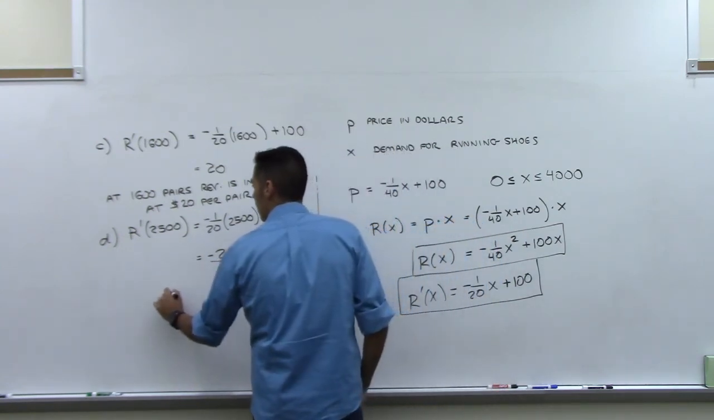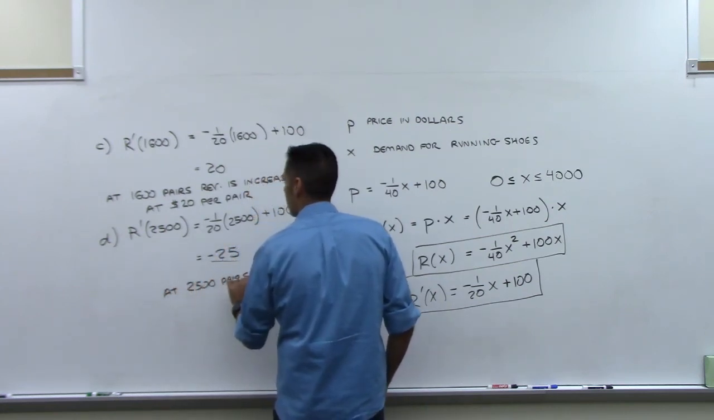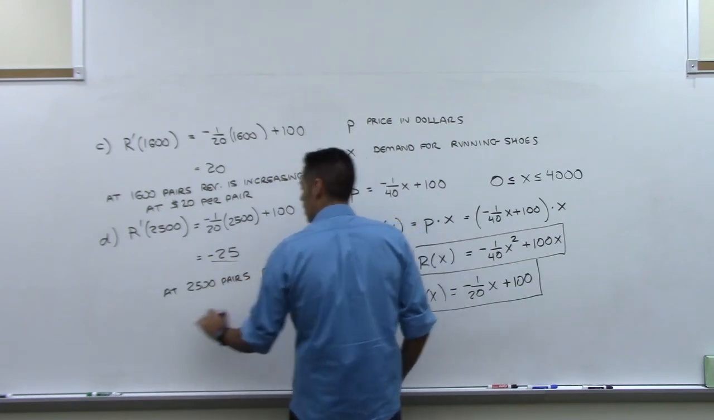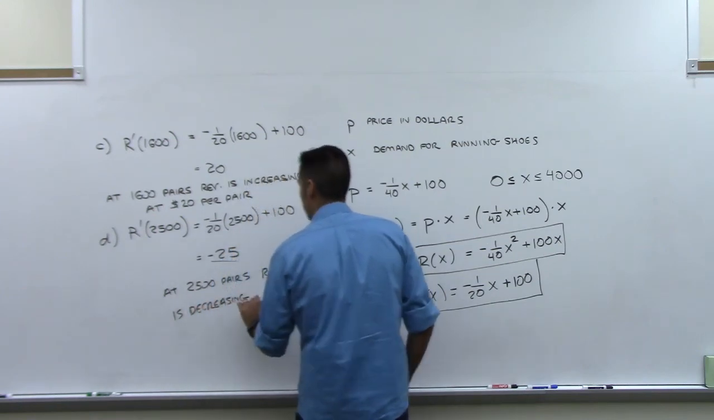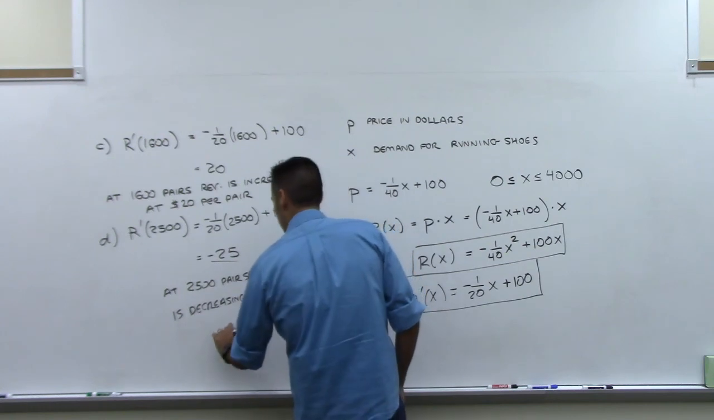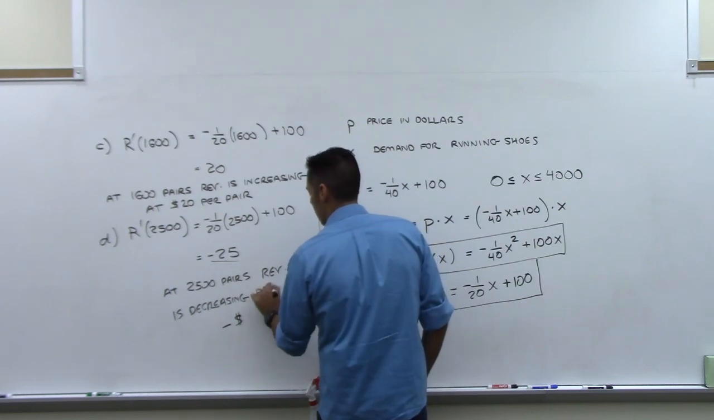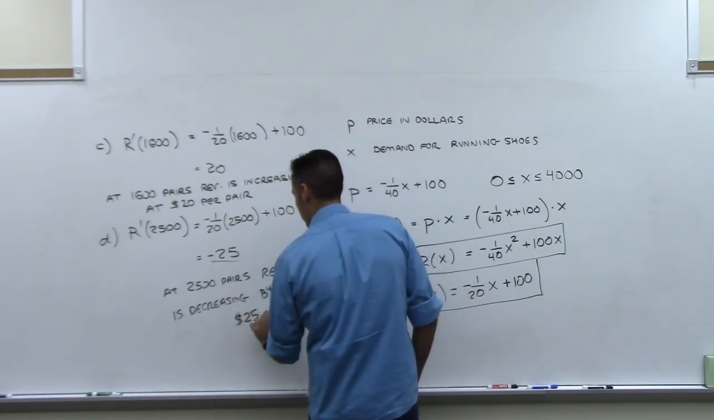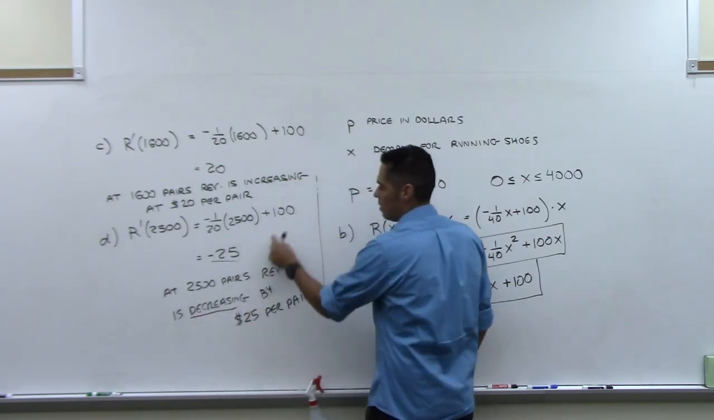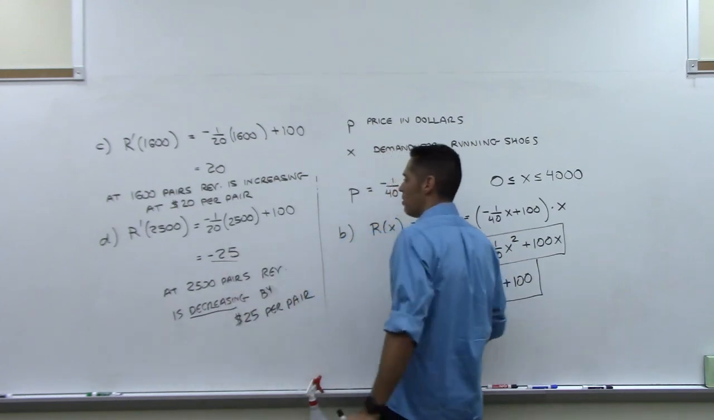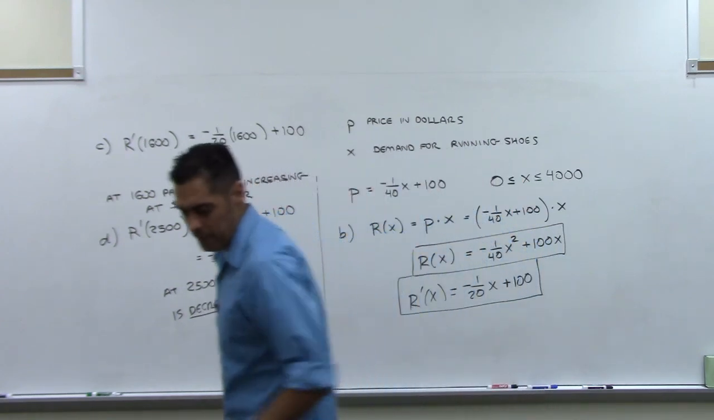And so I can say at 2,500 pairs, the revenue is decreasing at negative 25, or we can say decreasing by $25 per pair of shoes. So the key is that it's decreasing. That's why I didn't use negative. It's decreasing, going down by $25 per pair. All right, that's it. That covers the 4 problems out of that section.